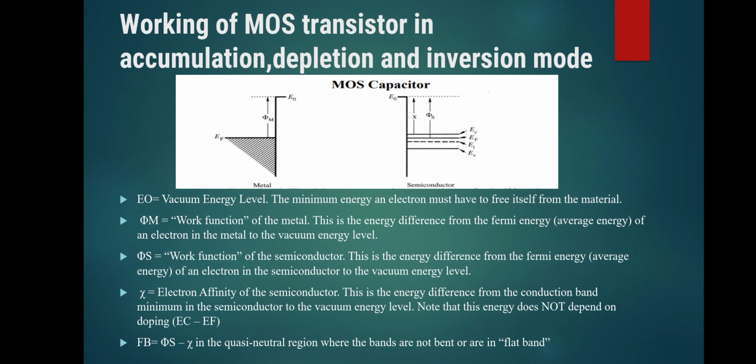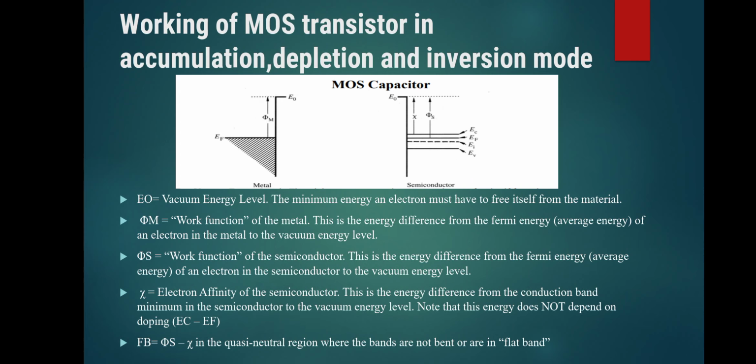EVO is equal to the vacuum energy level, the minimum energy an electron must have to free itself from the material. Phi m is equal to the work function of the metal. This is the energy difference from the Fermi energy of an electron in the metal to the vacuum energy level. Phi s is equal to the work function of the semiconductor. This is the energy difference from the Fermi energy of an electron in the semiconductor to the vacuum energy level.